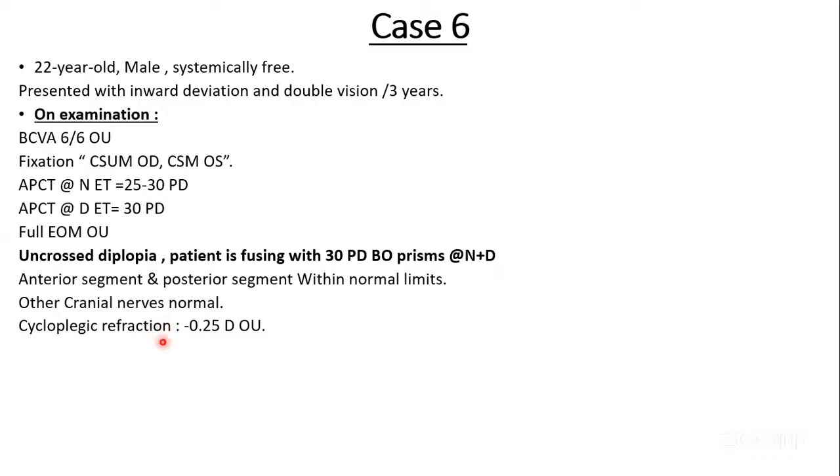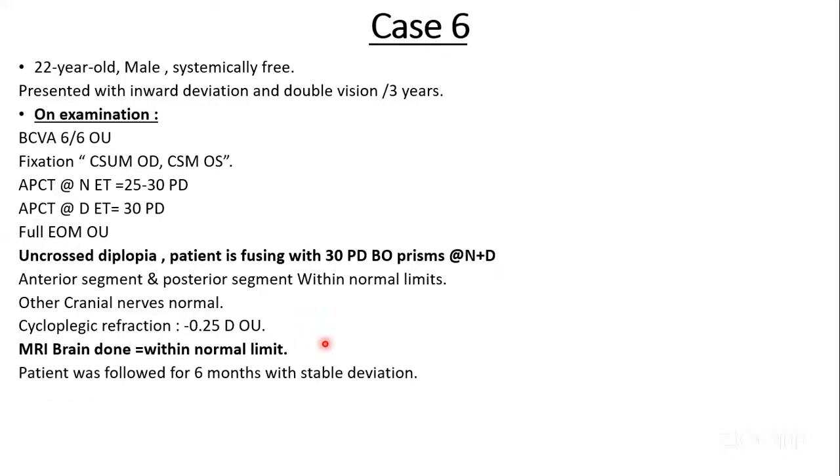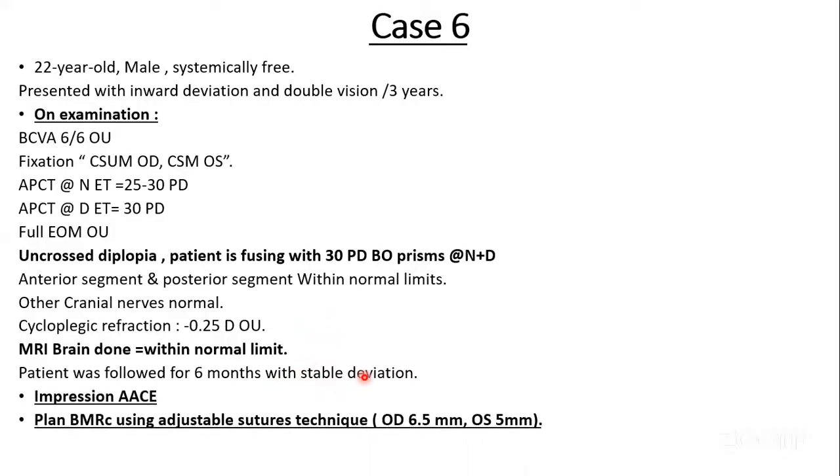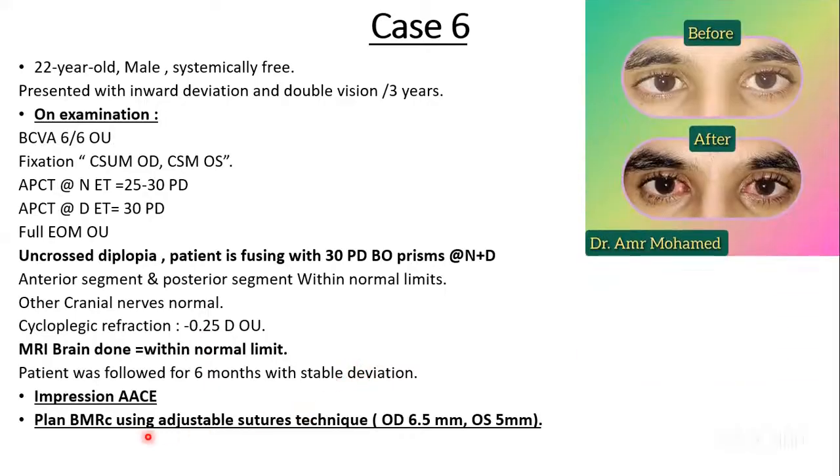Cycloplegic refraction, actually here, it was minus 0.25 diopter. MRI brain done, it was normal. Patient was followed for 6 months with stable deviation. Then I did surgery for the patient, bilateral medial rectus recession using adjustable suture technique.